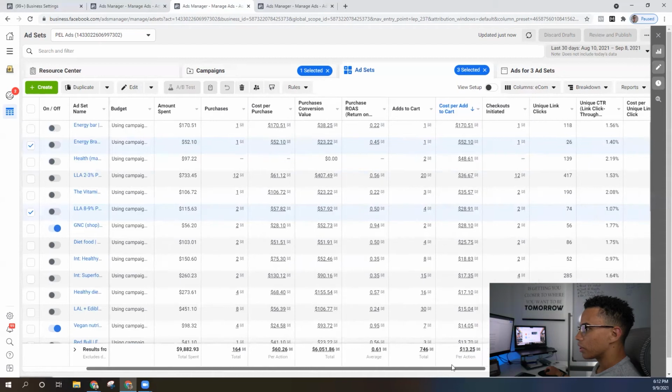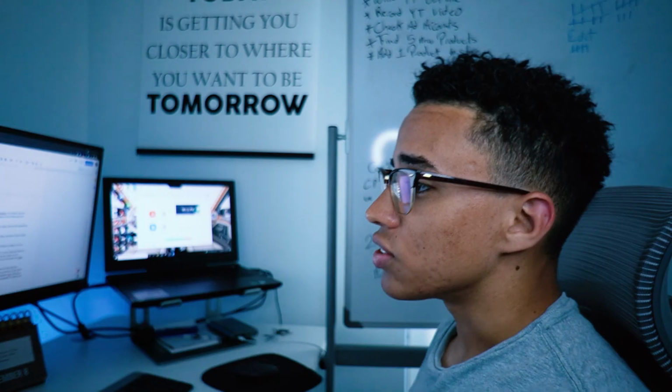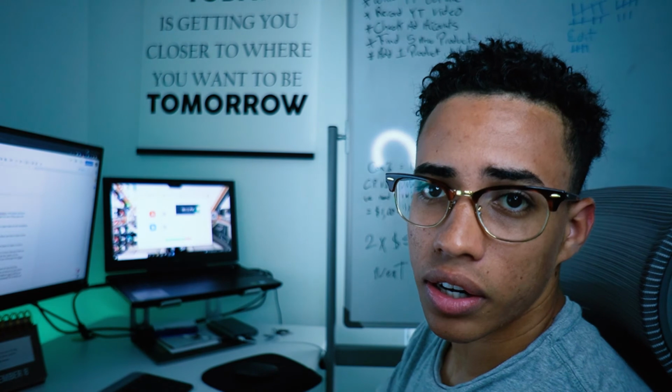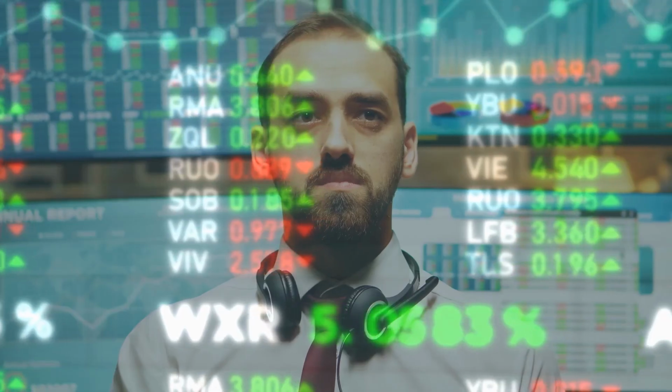So we're going to keep going here just to see how bad this thing gets. 1.4 CTR, not bad. Cost per unique link click, creeping up, but not bad. CPM at 22. So here it doesn't meet our criteria. Again, it should be below 20. So as you can see, with something like this, we could easily spot what's working and what's not. Even though both of these have sales, we can see that one is not going to work out long-term and the other one is.